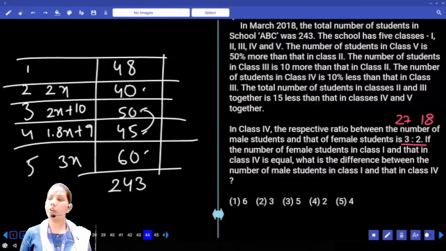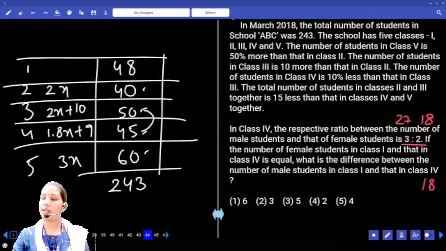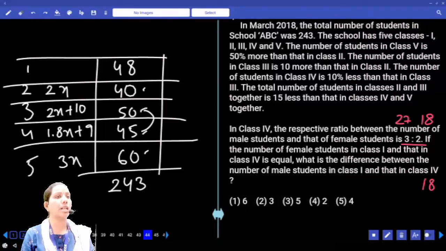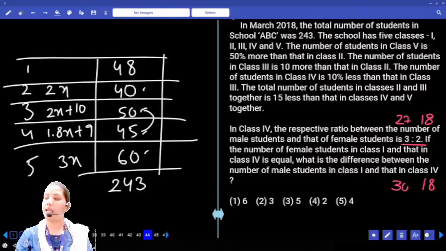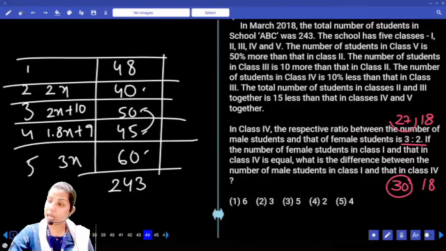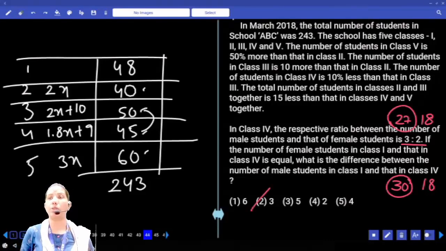And next, the number of female students in class 1 is equal to that in class 4. Class 4 female is equal to 18, and class 1 female is also 18. What is the class 1 total? Out of 48, 18 are female, then the remaining 30 are male. Your question is, what is the difference between the number of male students in class 1 and class 4? Class 1 is 30, class 4 is 27, difference is equal to 3, second option.